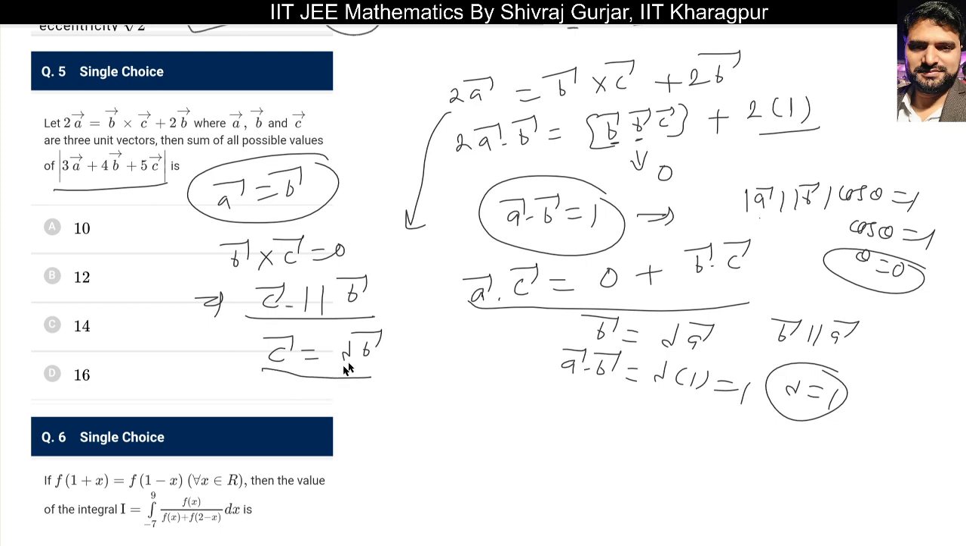So we can say C vector is either B vector or minus B vector, because in both cases B cross C will be 0.